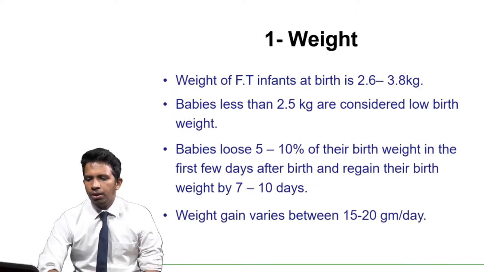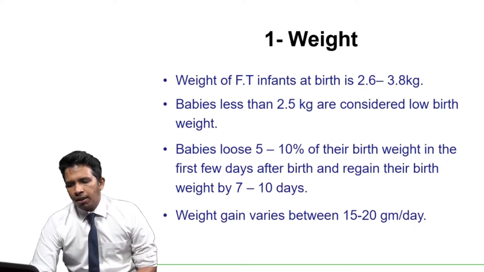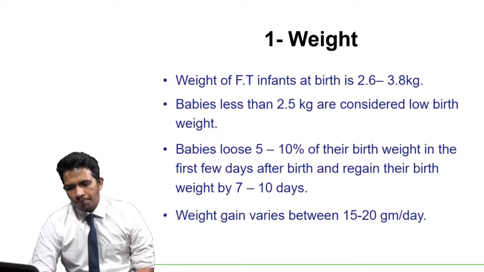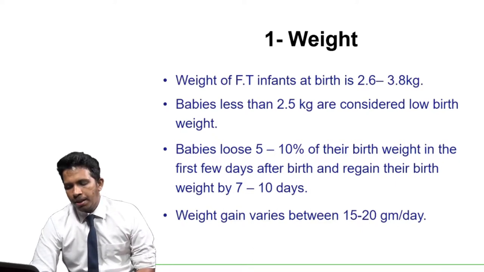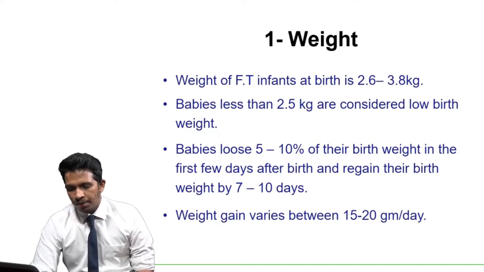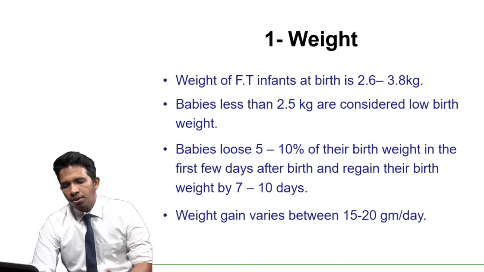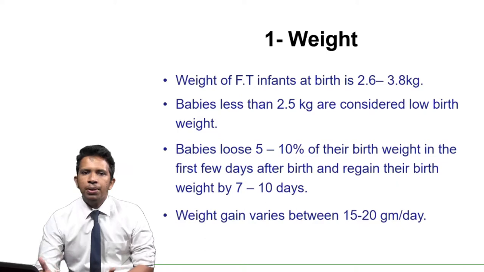Okay, right. Weight. The weight of a full term infant at birth is normally between 2.6 to 3.8 kilograms. Babies less than 2.5 kilograms are considered low birth weight. Normally, a baby tends to lose 5 to 10% of his birth weight within the first few days and then slowly starts to regain their birth weight by 7 to 10 days. The weight gain normally varies by around 15 to 20 grams per day.